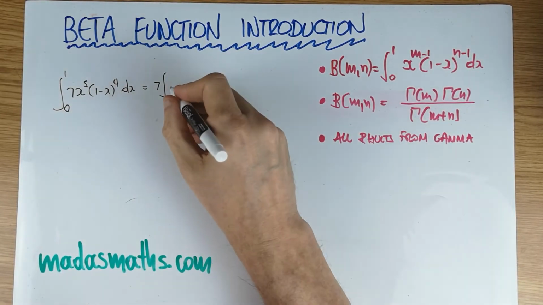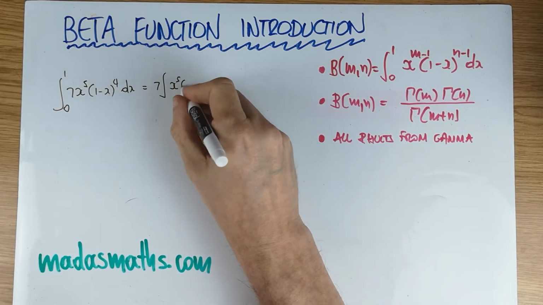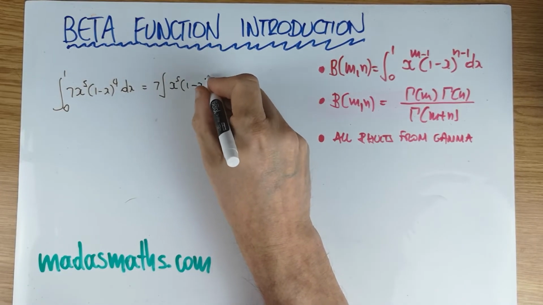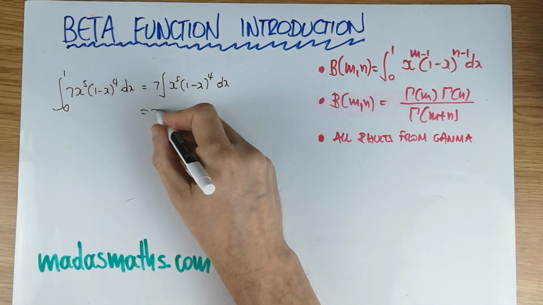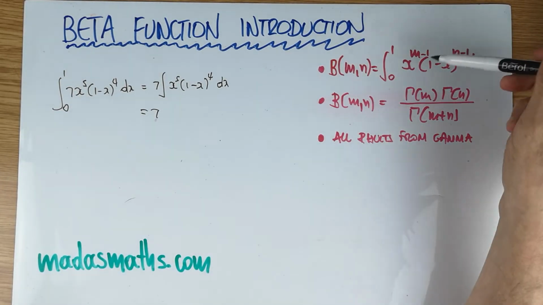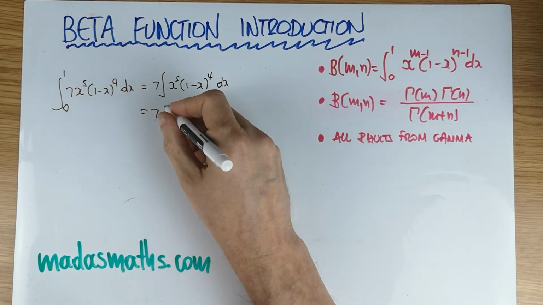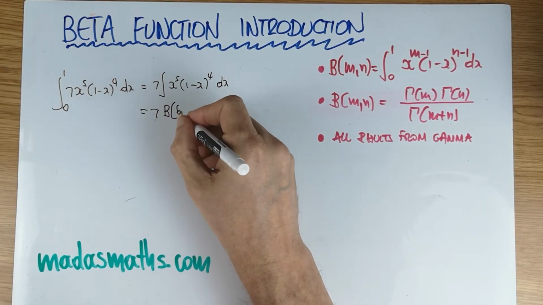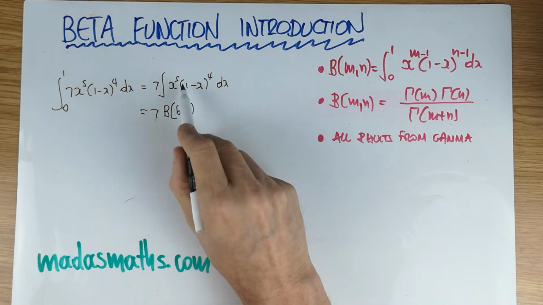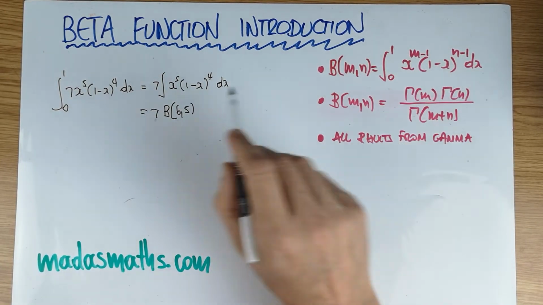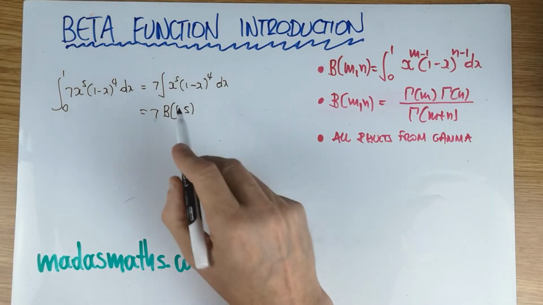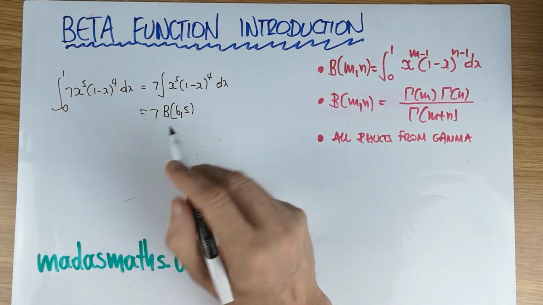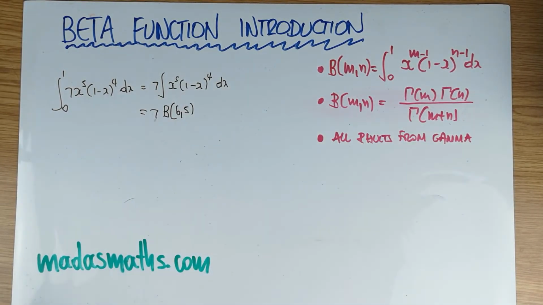Let's put the 7 on the other side, and let's compare with the main definition. If we look at this definition, this is in fact the beta of 6 and 5. Remember, the exponent is one less, so in order to get 5 there, that's a 6 minus 1, so that's a 6. And the same thing for the other one. So how do we evaluate this?